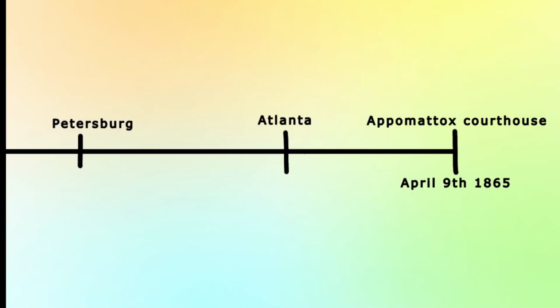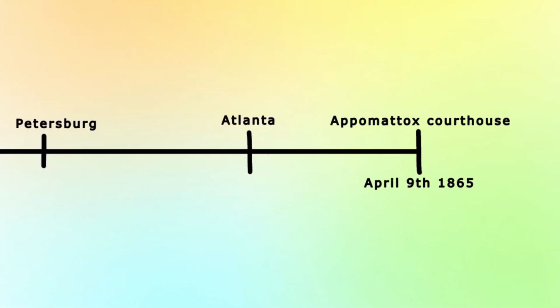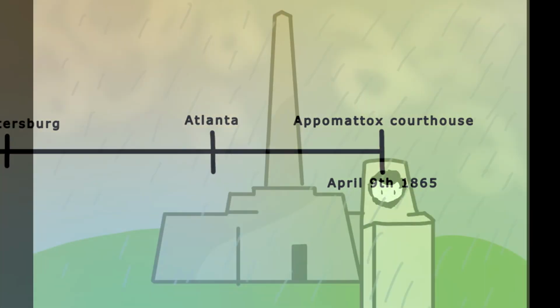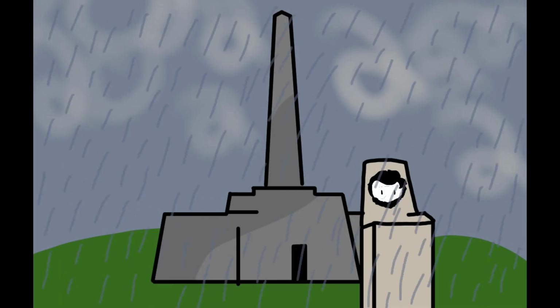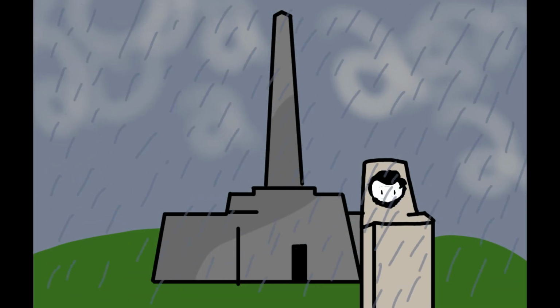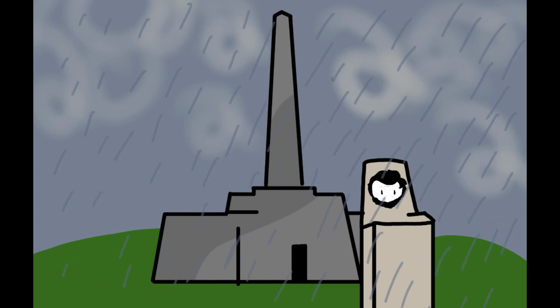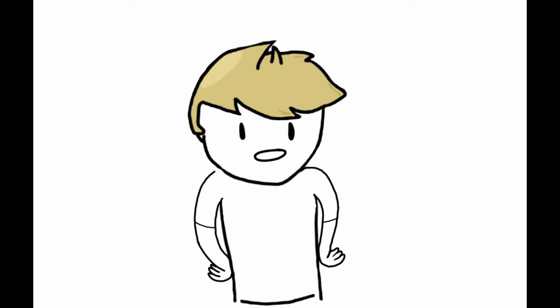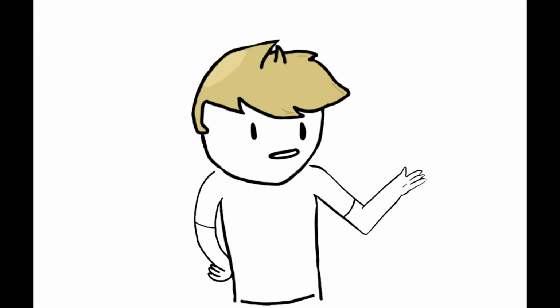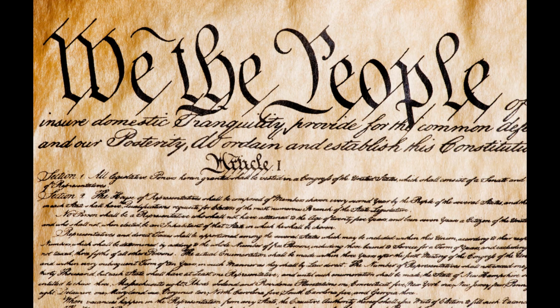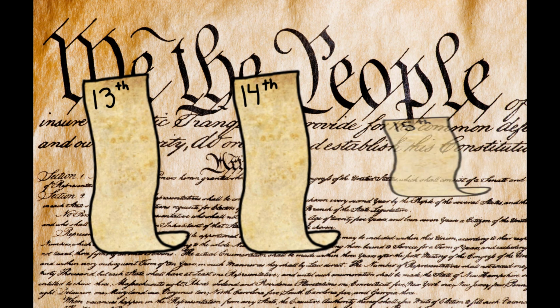The Civil War ended on April 9, 1865, following Lee's surrender at Appomattox Courthouse. Unfortunately, 5 days later, on April 14th, President Lincoln would be assassinated by John Wilkes Booth while watching a play. The biggest effects from the Civil War, however, were 3 amendments that worked to grant equal protection under the Constitution. These were the 13th, the 14th, and the 15th Amendments.